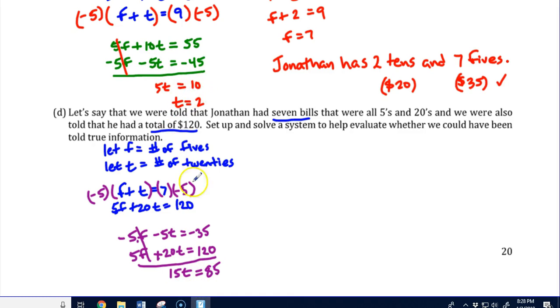We did a little mental math. We divided both sides. Problem is, when I divide both sides by 15, I get like 5.6 repeating. That's weird. Either I made a mistake or that is an invalid amount of bills that could have added up to 120. So I recheck my work and I feel like, yep, it's all good. And so again, the question said, evaluate whether we could have been told true information. We were not.